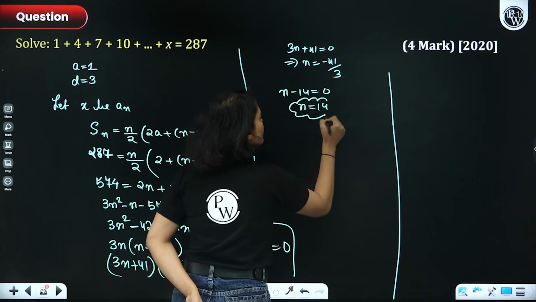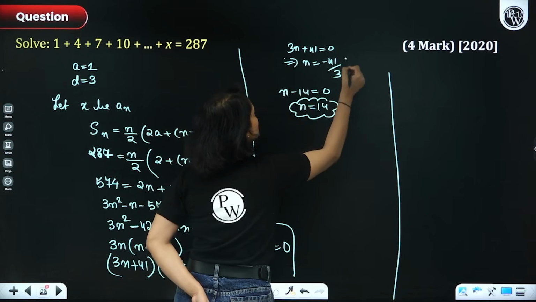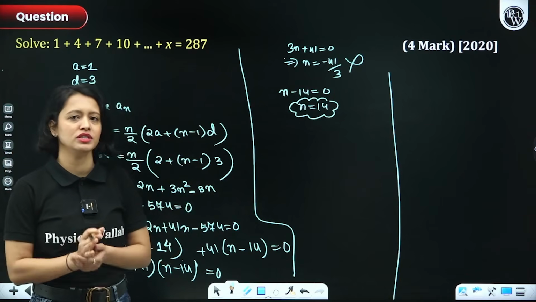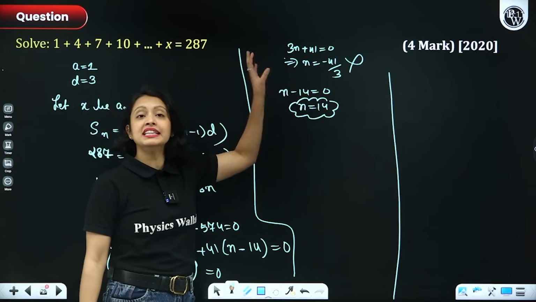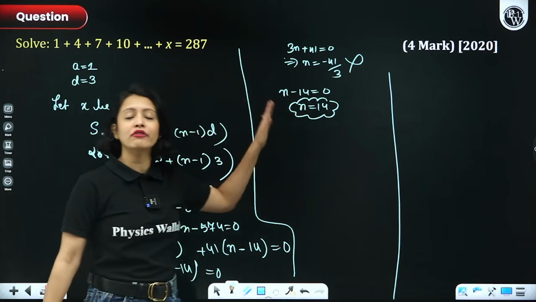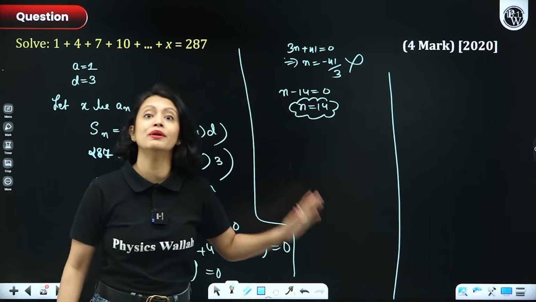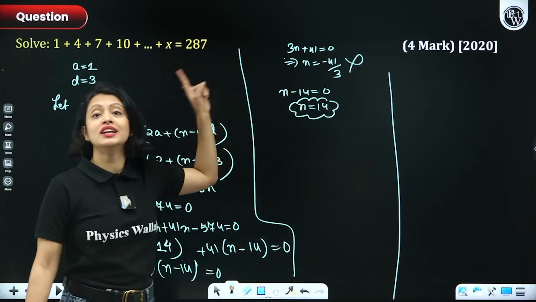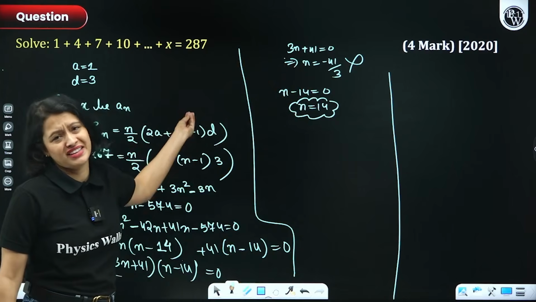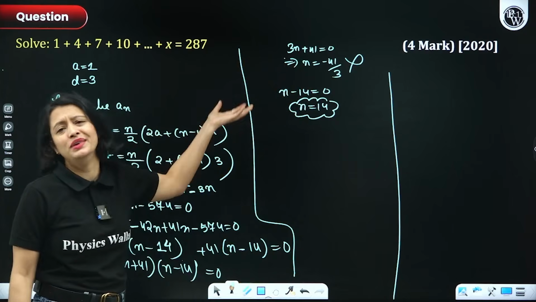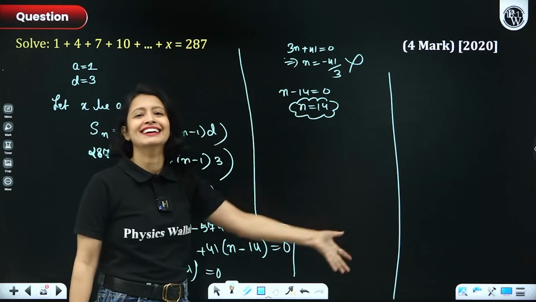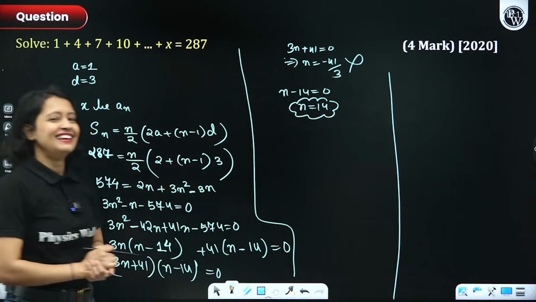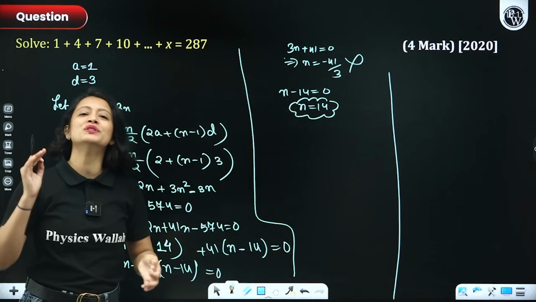Right? When the product of two numbers is 0, then what happens? Either one has to be 0. At least one of them has to be 0. Now here you can clearly see that n is equals to negative 41 by 3 is not possible. Why is it not possible? Because n should be a natural number. N is the position of x, guys. Position cannot be minus or fraction. So what is the position of x, guys? 14.